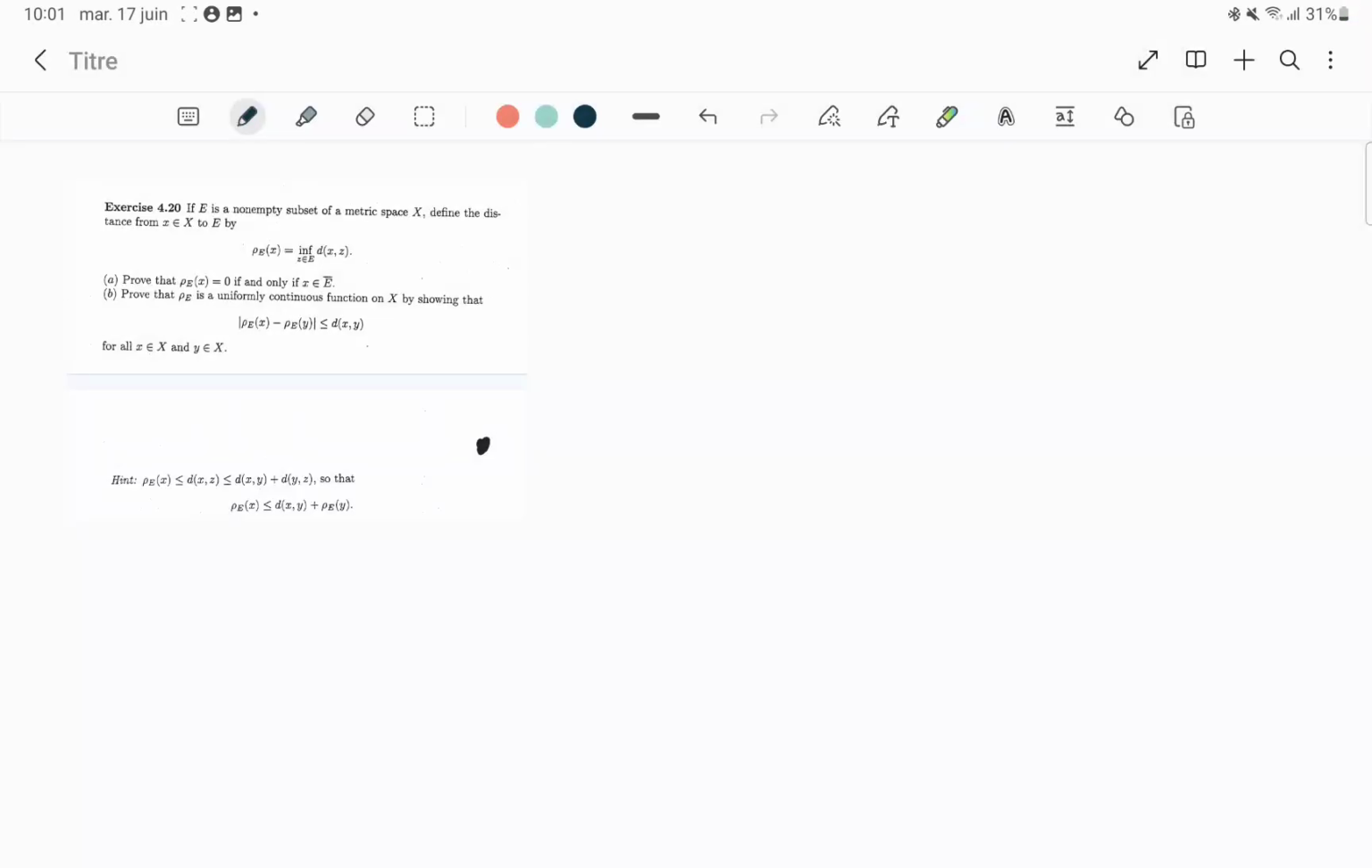Let's begin with this real analysis problem. I'm going to begin with the first question. Prove that ρ_E(x) equals 0 if and only if x is in the closure of E.